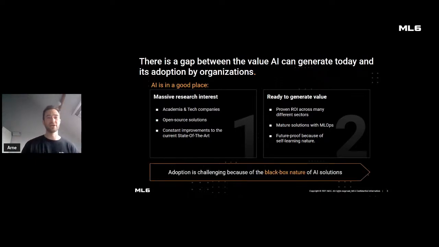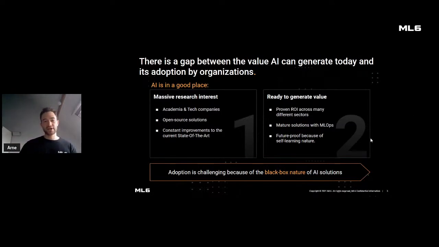And this is really caused by the black box nature that is often a part of those AI solutions. Because we often have a solution or a model where we give some inputs and get an output and are not really sure what is happening in between, it makes it hard to reason about these solutions. It makes it hard to trust these solutions. So if we want to drive adoption here, we have to tackle this black box nature, and explainable AI is the way to do it.